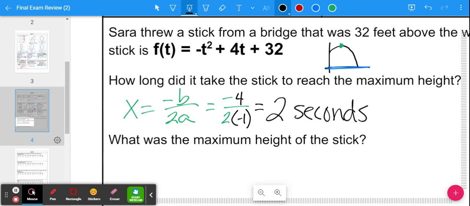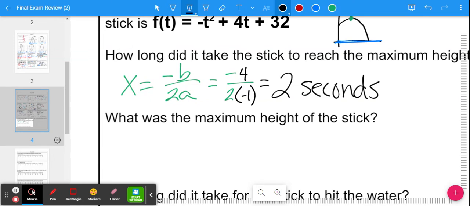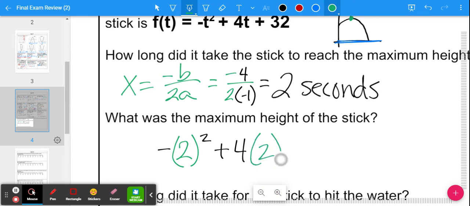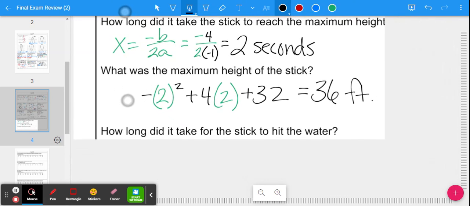So the next question says, what was the maximum height? So that's the y value of your vertex. So if we plug in our x value or t value of 2 seconds, we have negative 2 squared plus 4 times 2 plus 32. So when we plug that straight into a calculator, we get 36 feet, which means at 2 seconds, that stick is 36 feet in the air.